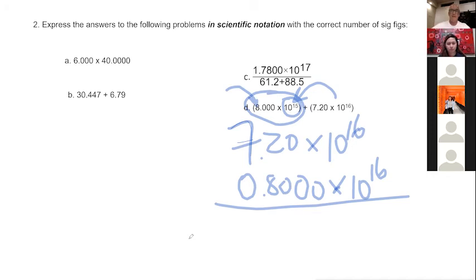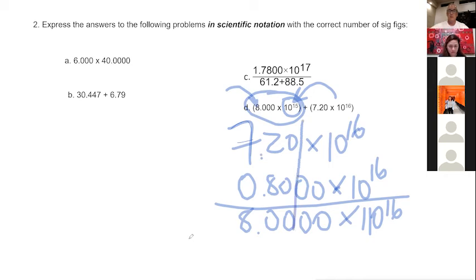Now, when I add them, I get 8.0000 times 10 to the 16th, but I can only take 3 digits past the decimal point, or 2 digits past the decimal point. So my final answer is 8.00 times 10 to the 16th. Oh, so my answer was correct. Okay, I was like, why did someone else get a different one? No, I screwed that up.